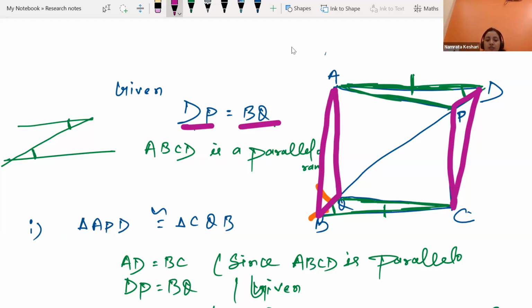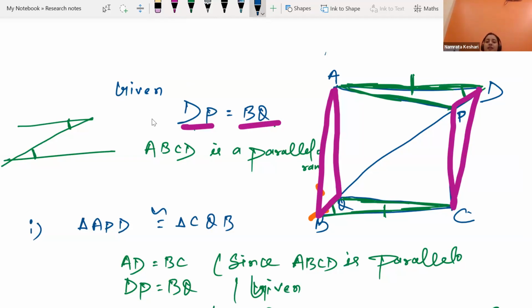Please tell me. Yes, we can take angle ABQ is equal to angle CDP by alternate interior angles. A, B, Q, C, D, P. Yes, we can take that. What else? We can say AB is equal to CD by opposite sides of parallelogram.